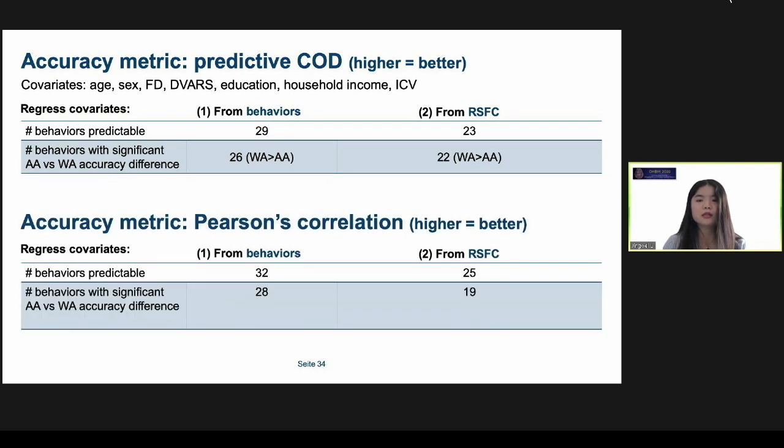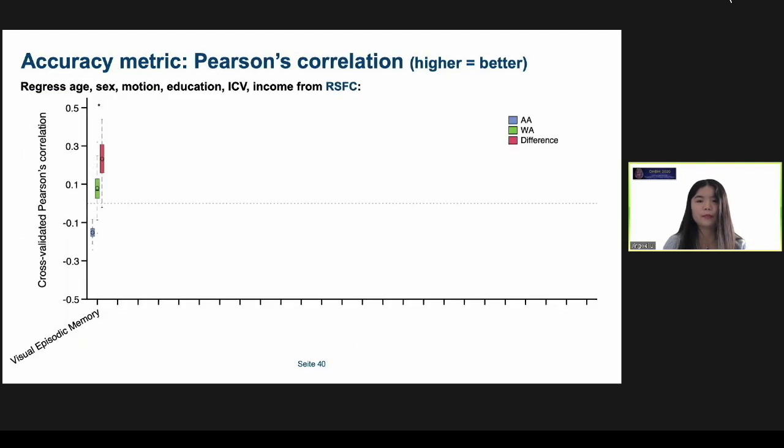When using correlation as the accuracy metric, the predictable behaviors were roughly the same as using predictive COD, and most of them exhibited significant differences between the two groups. What is to be noted is that now we found some behaviors where the correlation accuracy of African Americans is higher than white Americans. In this figure, I will show you the correlation accuracy for each individual behavior.